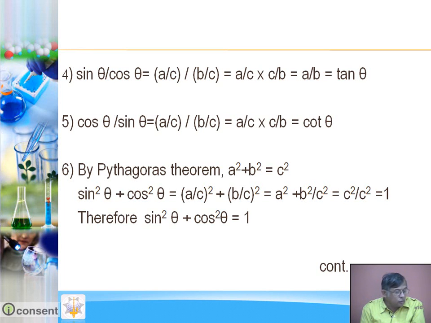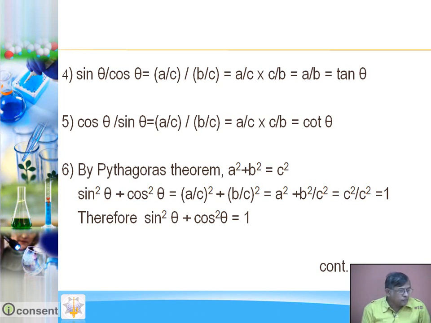Therefore C square upon C square is equal to 1. So we got one more relation: sin square theta plus cos square theta equal to 1. And this relation is true for any angle theta. Therefore it is known as an identity. So this is the first identity in trigonometric ratios.